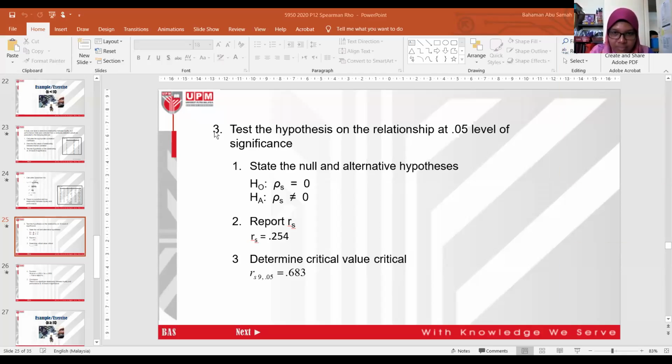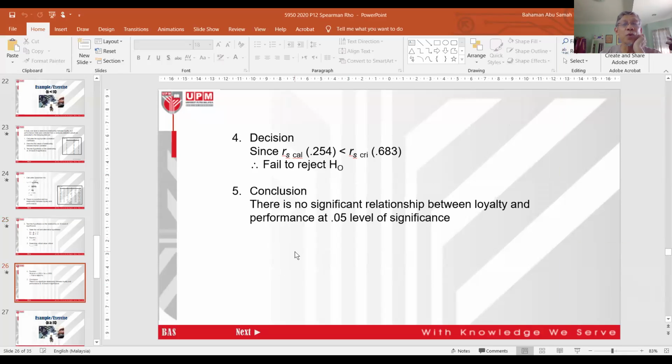Question number 3, test the hypothesis on the relationship between the two variables at 0.05 level of significance. So I don't put ABC. ABC was the old version. So step number 1, state the null and alternative hypotheses. This will be the new one. And then number 2, report RS, which is RS equals 0.254. Step number 3, determine the critical value. And then step number 4 will be your decision, and finally the conclusion. I mean, I shared the old one with you. Maybe I need to check, and I will send you the new version. Sorry for that.